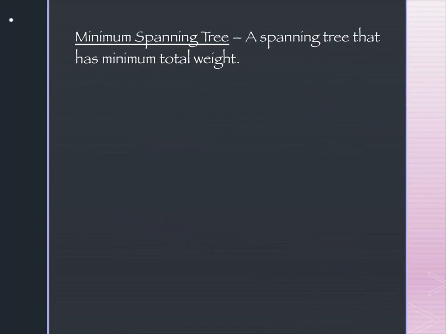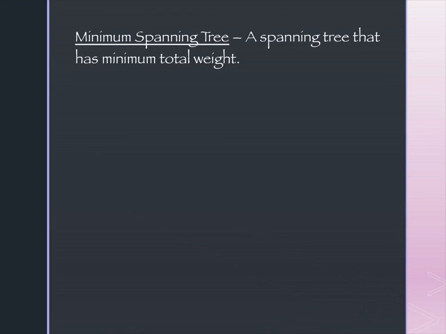All right. A minimum spanning tree then. A minimum spanning tree is a spanning tree that has a minimum total weight. So you might remember we did some examples of weighted graphs last time, where they put the numbers along the edges. We talked about how those weights could be time, or cost, like your tolls, or distances that you're traveling.